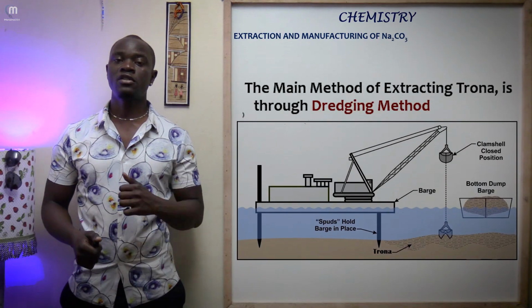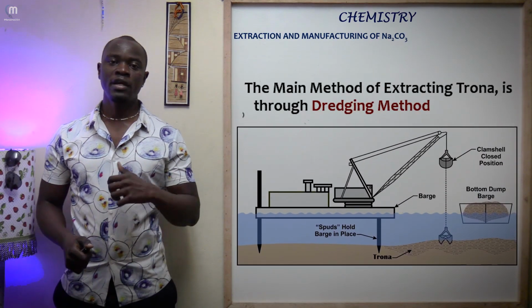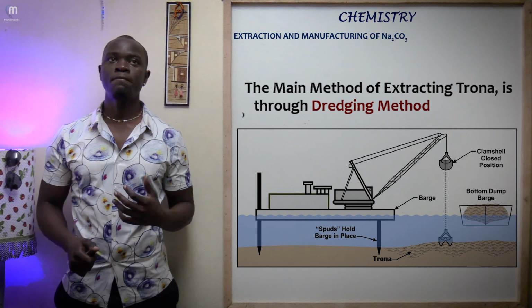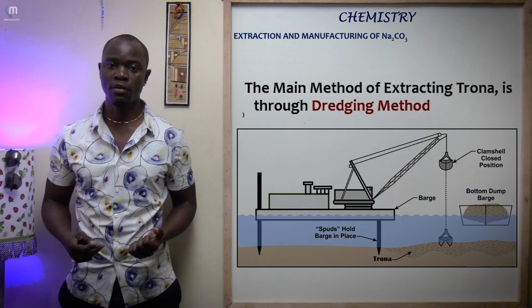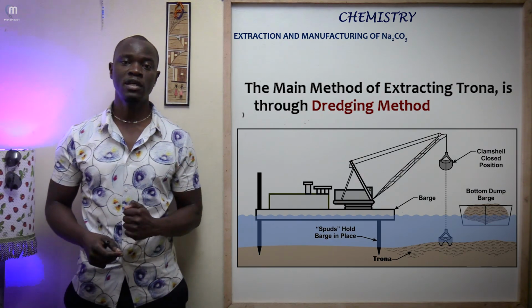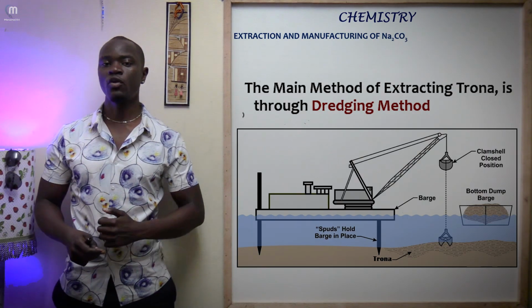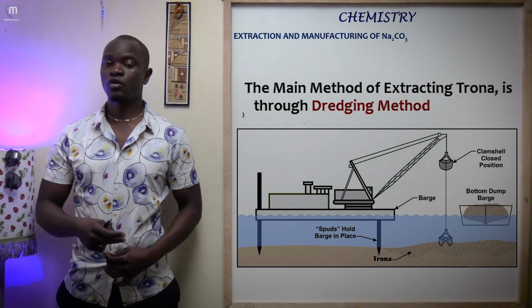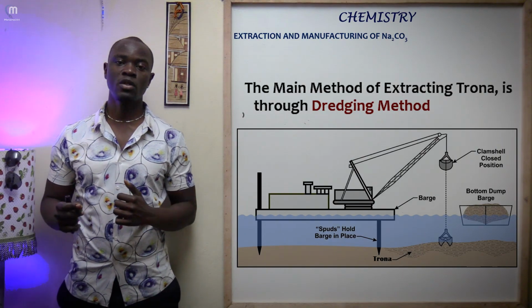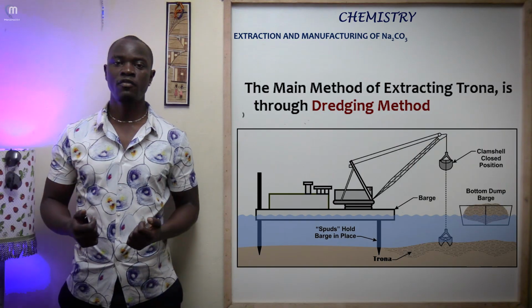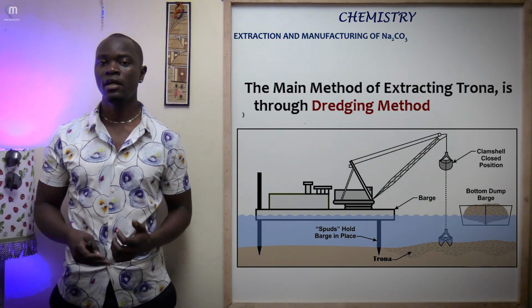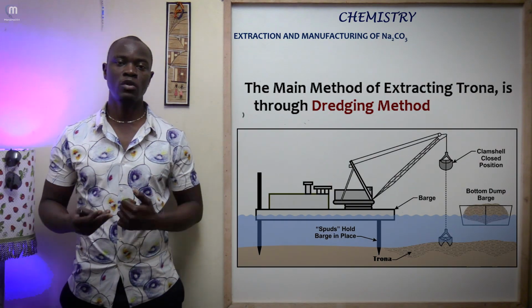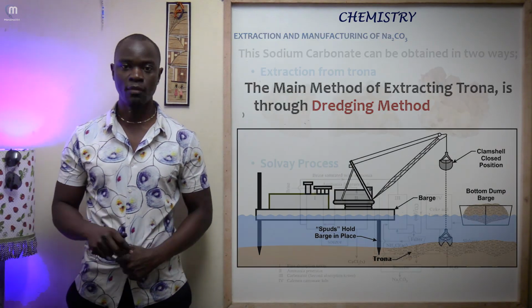So remember, in extraction from Trona, we are able to obtain sodium carbonate if we have a large water body, especially if the water body is salty, and this salty water body contains Trona. So if Trona is available, we'll just go to the water body and obtain the Trona from the shores of the lake or the surface of the lake. Then after that, we process this Trona in order to obtain the sodium carbonate.